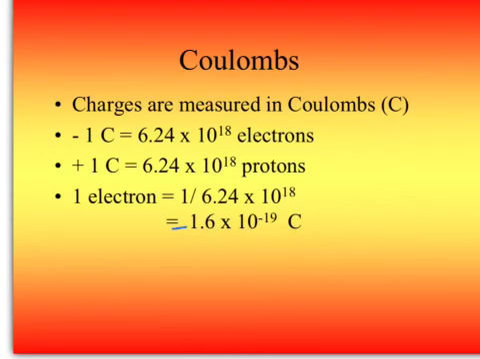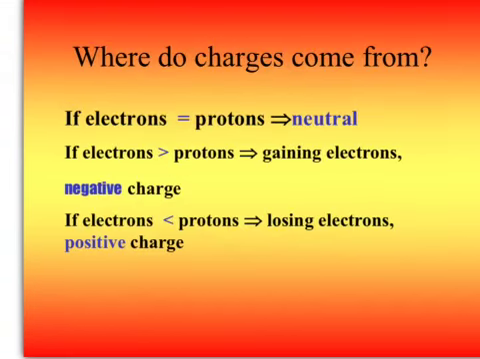Charges are measured in coulombs, in capital C. When you put this many electrons together, they will give you 1 coulomb of negative charge. Likewise, if you put this many protons together, they will give you 1 coulomb of positive charge. The charge of 1 electron is negative 1.6 times 10 to the power minus 19 coulombs.